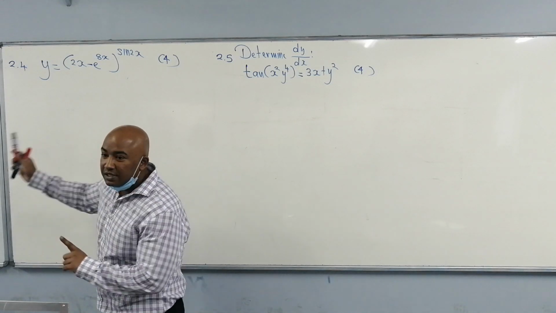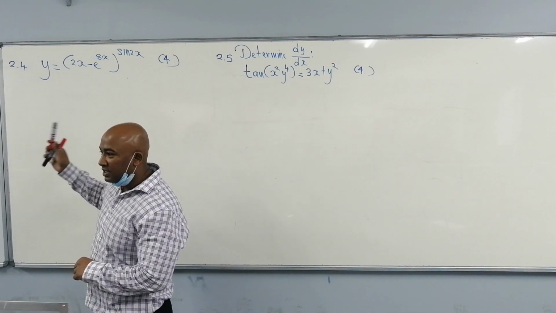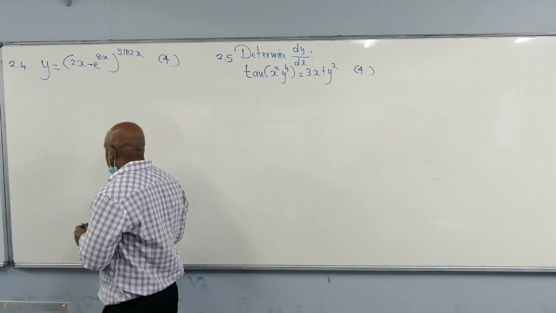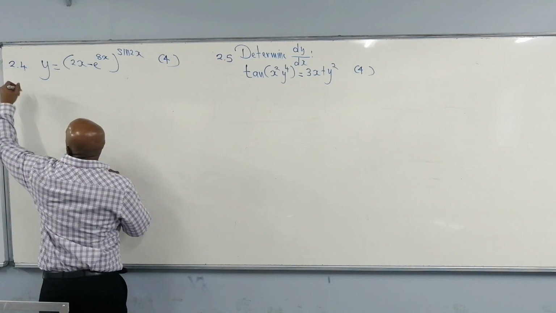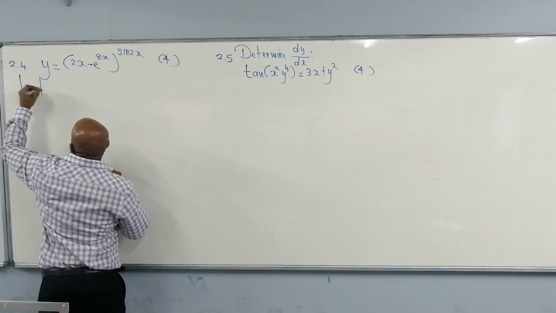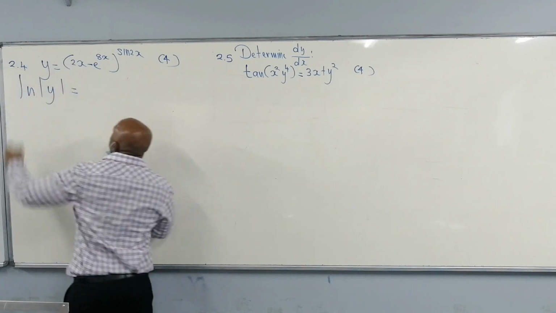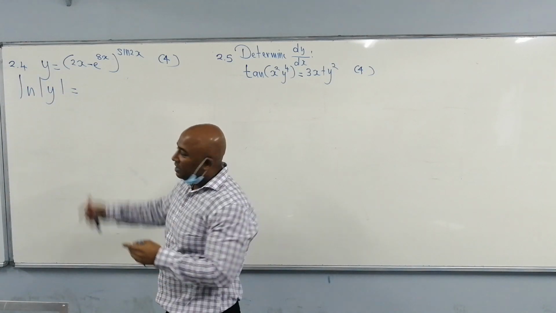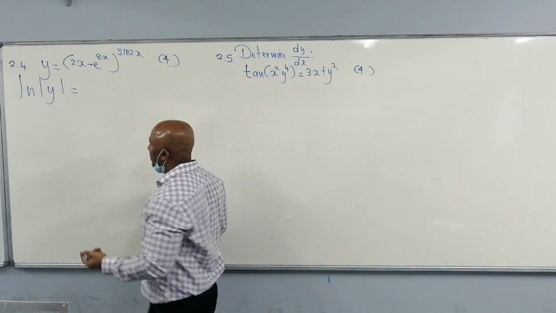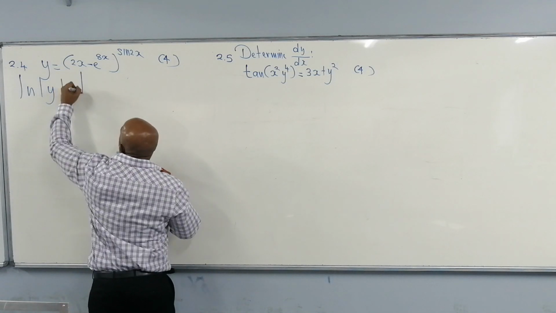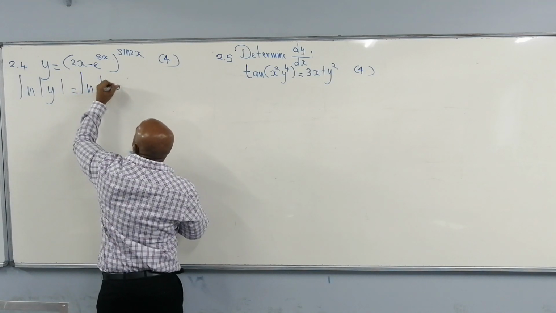We're going to introduce logs on both sides. Okay, so now I'm going to go ln of the left hand side. You can go log or ln, but ln is easier to differentiate than log. That's why ln is preferred. So if I go ln on the left, ln on the right hand side.